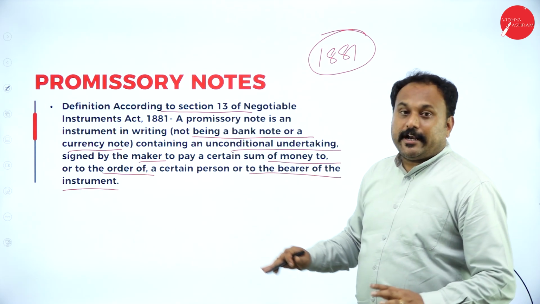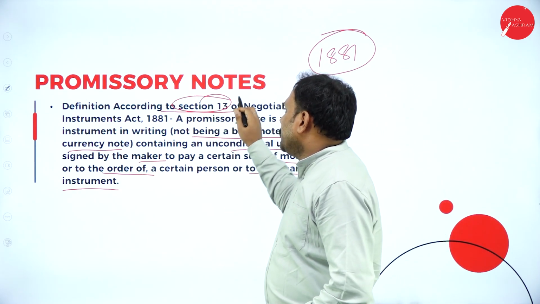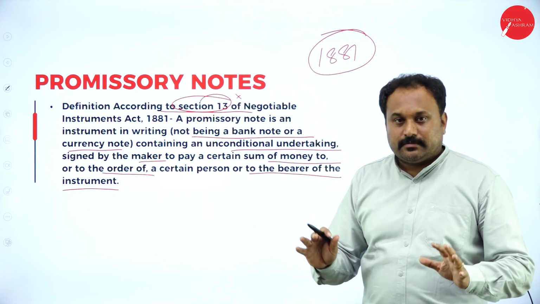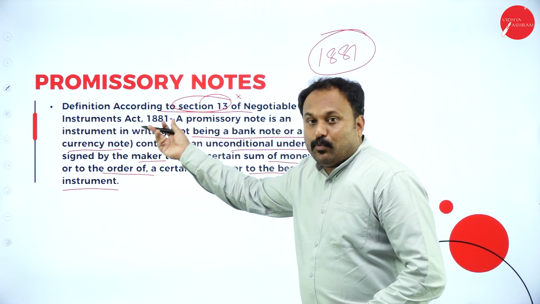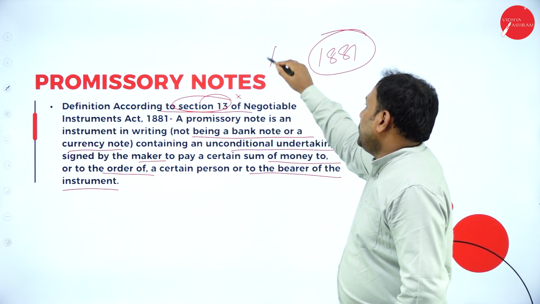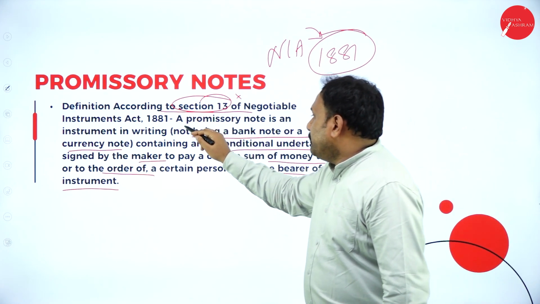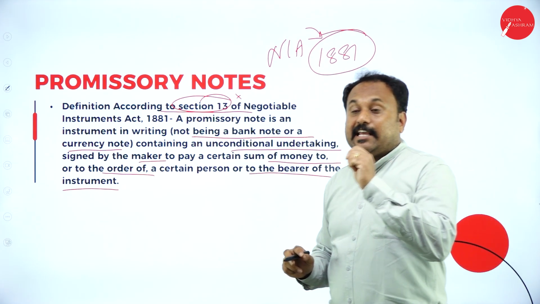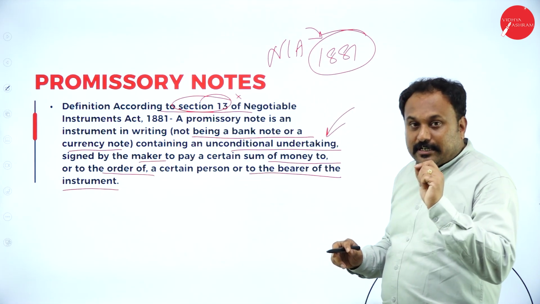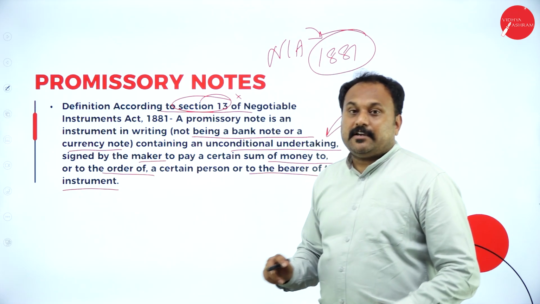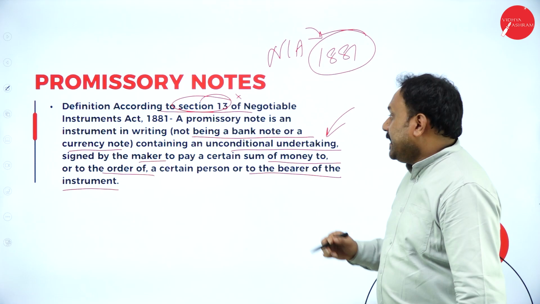A promissory note according to what? Section 13. You see, even if you leave this Section 13, if you don't want to write it, no issues, because we are not law students, right? But just understand, promissory note, Section 13. What exactly is the act? NIA, that is the NIA of 1881. They say that a promissory note is an instrument in writing that contains what? An unconditional undertaking. They should write it. Signed by the maker. Whoever makes the negotiable instrument, that is a promissory note, they should sign it. And then what exactly?